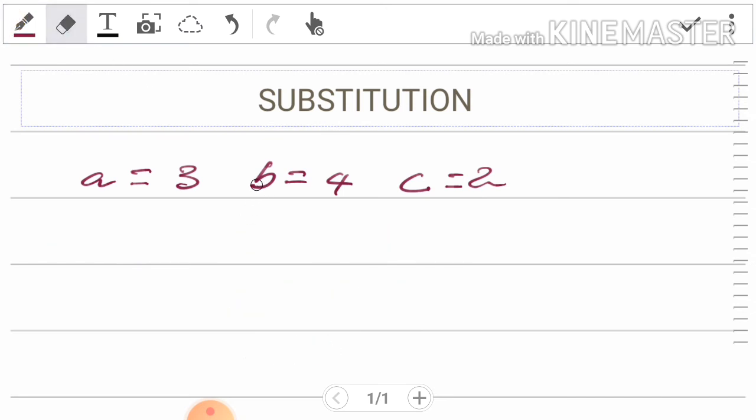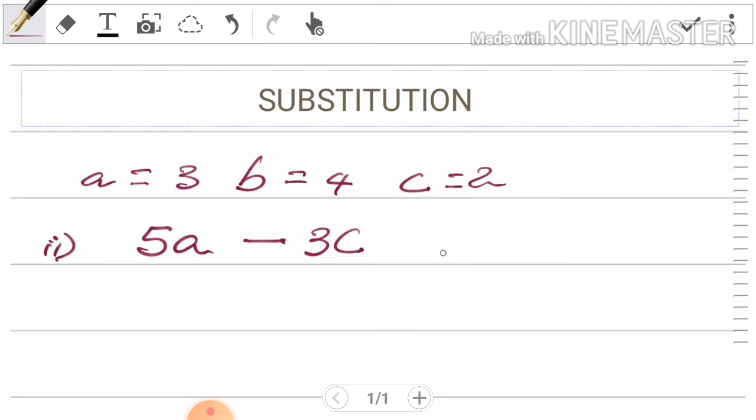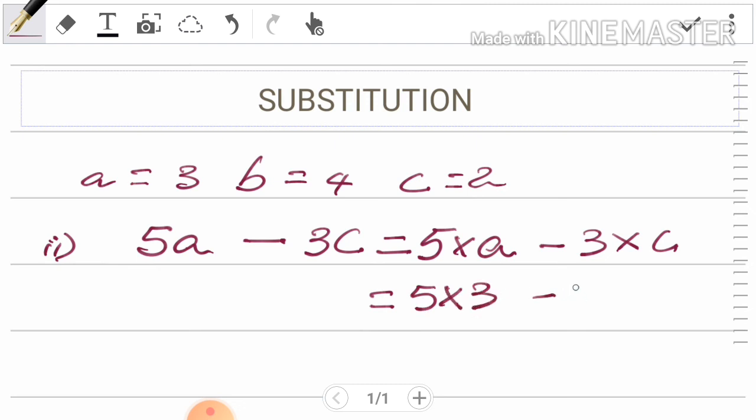All right, let's look at the numbers. We're still using those numbers. So what if you have a case that says, okay, we're looking at 5a minus 3c. What we want to do is to write down the meaning of this. So this is 5 times a minus 3 times c. Here it is. 5 times A, but A is 3. And 3 times C, C is 2. We're looking at 15 minus 6, and that's 9.